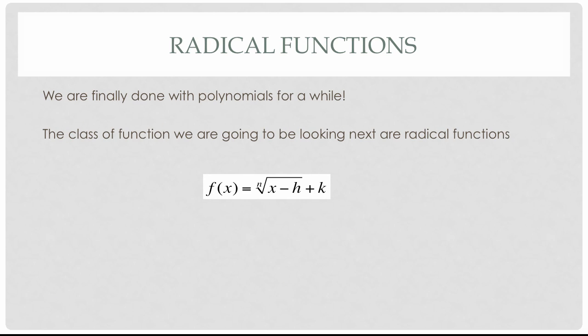So we are finally done with polynomials. We're switching gears, and we're going to be looking at a new class of functions called radical functions. They're all in this form. So there's my f of x, my new function, and it's equal to the nth root. This could be square root, cube root, fourth root, but it's the nth root of x minus h plus k, where h moves it right or left, and k moves it up or down. We're going to look at examples of functions and practice working with expressions that involve square roots.